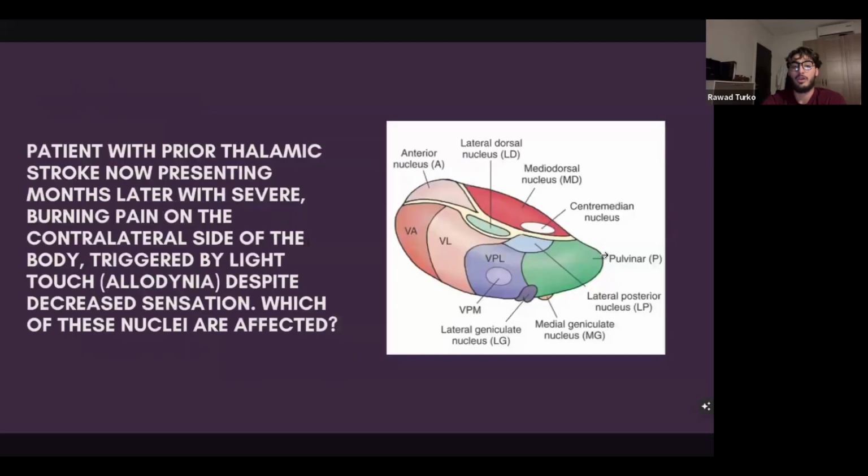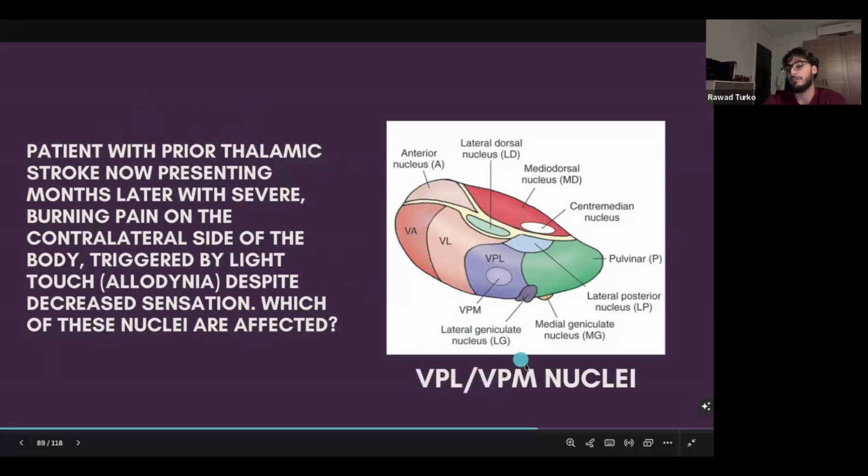Okay. All right. Patient with a prior thalamic stroke now presenting months later with severe burning pain on the contralateral side of the body, triggered by light touch, allodynia, despite decreased sensation. Which of the nuclei are affected? Okay, so another name for this is central pain syndrome. Which nuclei is this? That would be the VPL or the VPM nuclei, which is right here.